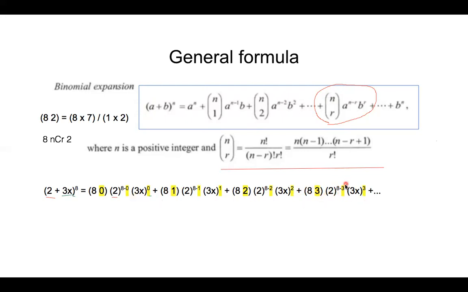Again, power decreased by 3. And then for b, power increased by 3. So we key this in carefully and patiently. We go on to the next part.